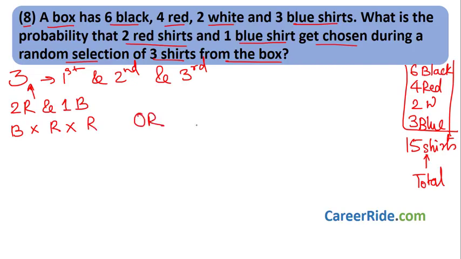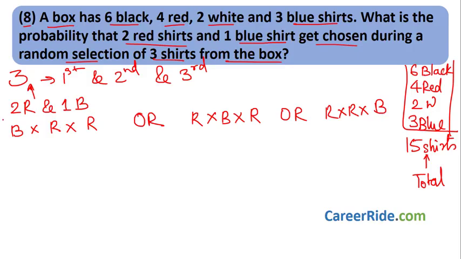Or what I can do, first I can choose a red shirt and then I can choose a blue shirt and then I can choose the third shirt, that is nothing but again red. Or what I can do, choose a red shirt and then red shirt as second and the blue shirt as third. These are all the possible combinations that can be done, right? I can choose blue, red, red, or I can have red, blue and red, or I can have red, red and blue. Now we have to find the probabilities individually for all these combinations.